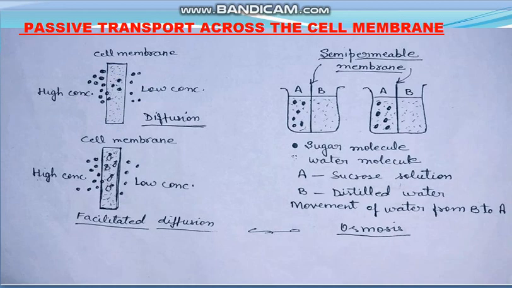That is from higher to lower concentration. These molecules are moving from higher to lower concentration. So this is known as diffusion.